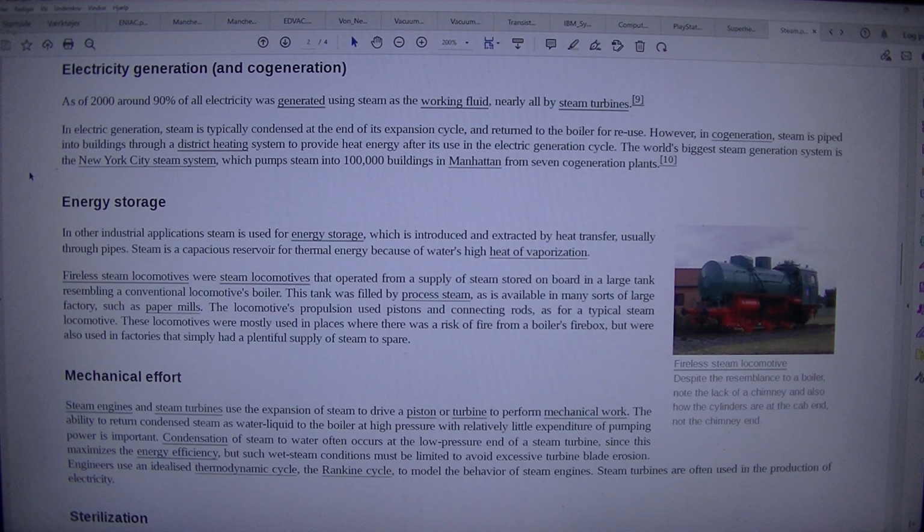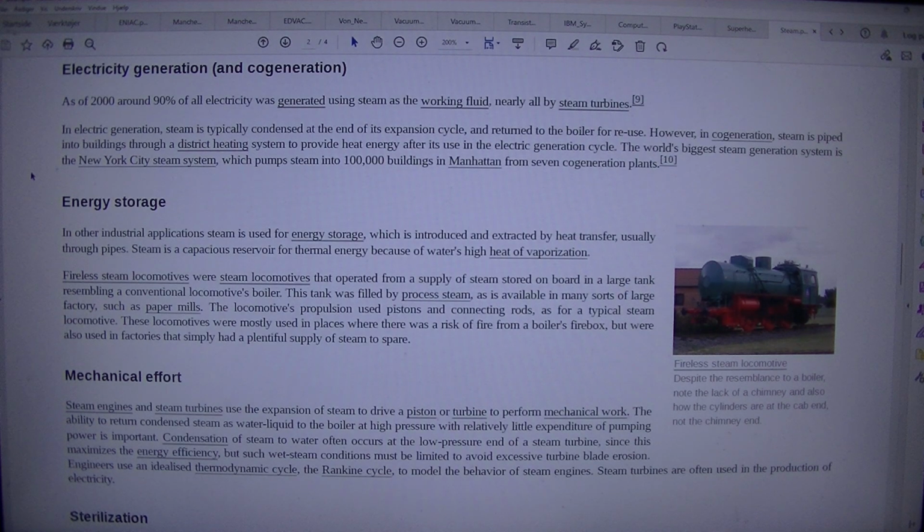However, in cogeneration, steam is piped into buildings through a district heating system to provide heat energy after its use in the electric generation cycle. The world's biggest steam generation system is the New York City Steam System, which pumps steam into 100,000 buildings in Manhattan from 7 cogeneration plants.